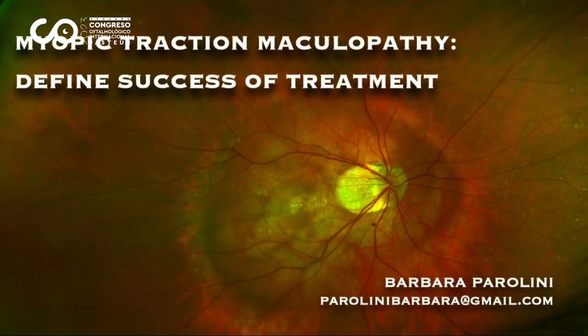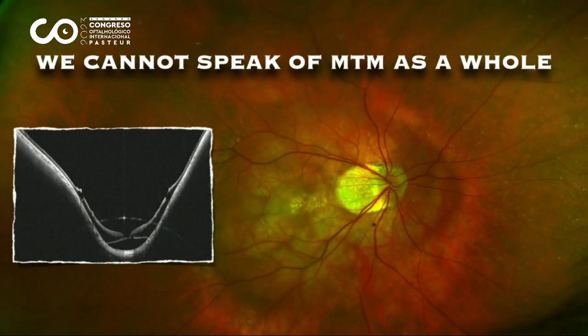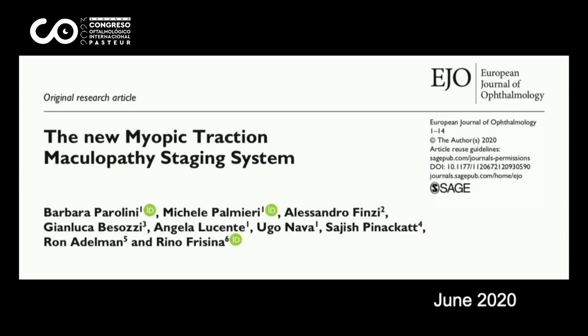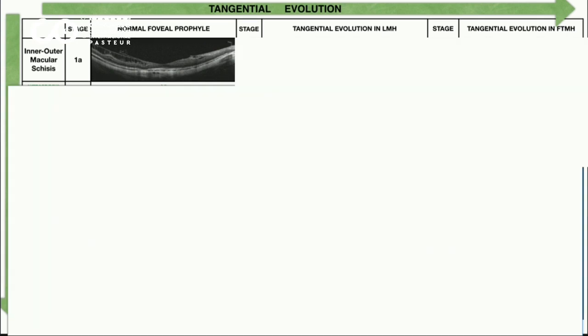I want to redefine with you what is indeed a successful treatment. But first of all, let me remind you that we cannot speak of MTM as a whole and unique disease. I have published a few years ago this new myopic traction maculopathy staging system. And this is the table summarizing all there is to know on MTM, the nomenclature, the average visual acuity, and the prognosis for each stage.